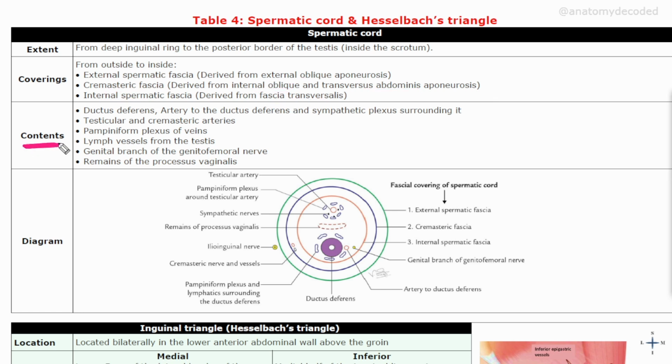Then the contents of the spermatic cord. There are multiple contents which are shown in this diagram. The chief content that we can see is the ductus deferens, a thick cord-like structure that would be felt here, and there are many nerves and vessels. All of them are labeled accordingly and mentioned in this table. You all can go through it.